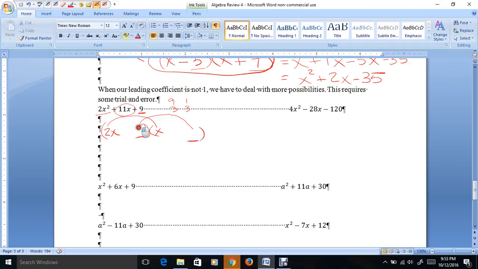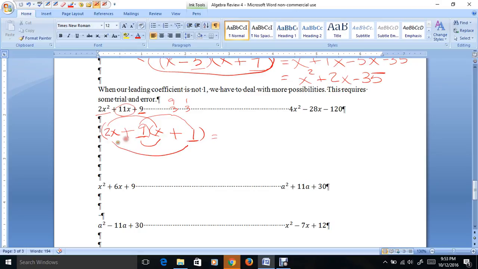So we could put a 9 here and a 1 here. Well, let's see what we get. We get 2x here from that multiplication and 9x from that multiplication. 9x and 2x does equal 11x. So we can put a plus sign here and a plus sign here, and we're done.